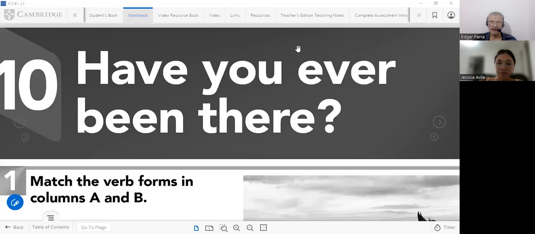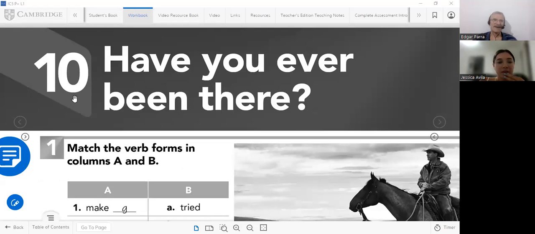Yeah, but I don't see the workbook. You don't see the workbook? Oh my goodness. Let me go again to this, sharing this. Okay, here we are. Let me check it out. Is that okay now? Yeah, I see you now. Okay. What unit is it? It's unit 10.